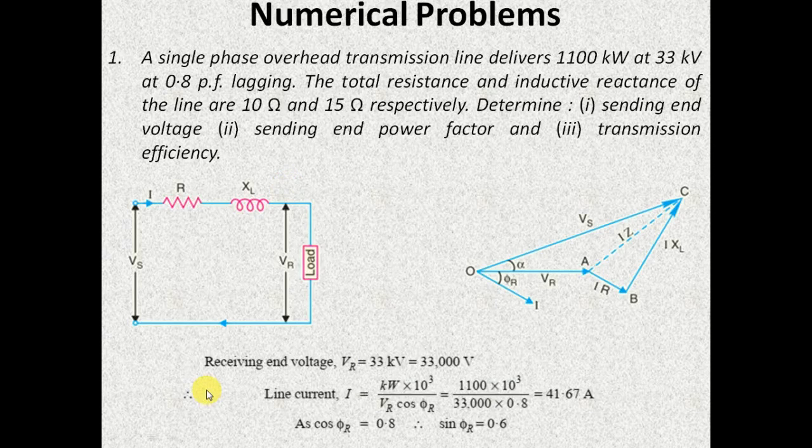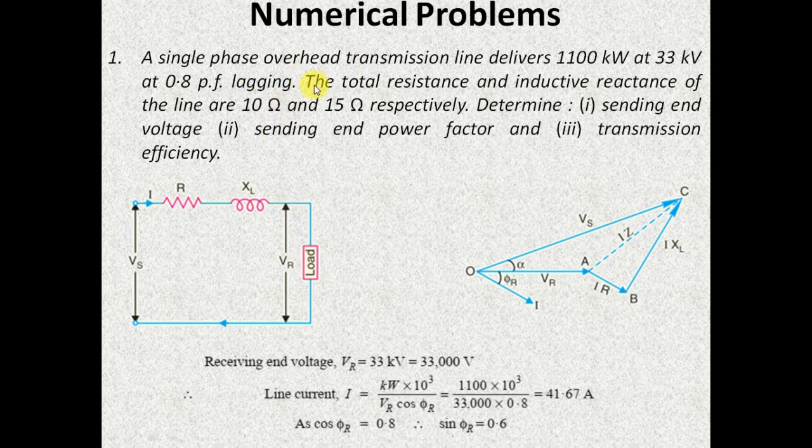Next, we are going to see a numerical problem associated with short transmission line. In this problem, the system given is a single phase one, and it is delivering a load of 1100 kilowatt at 33 kV. That means the receiving end voltage magnitude is 33 kV, and the power which is being supplied to the load is 1100 kilowatt. So from this, 0.8 power factor lagging is also mentioned. So from these parameters we will be able to determine the value of current which is flowing through this load.